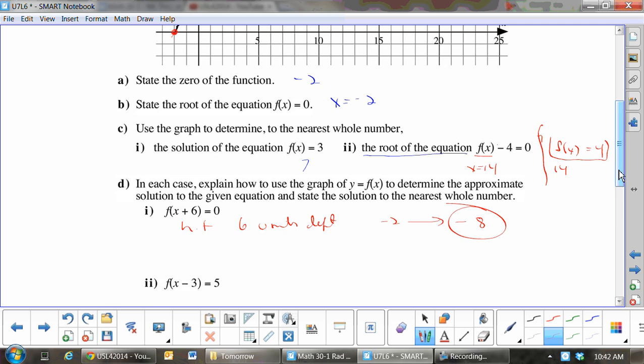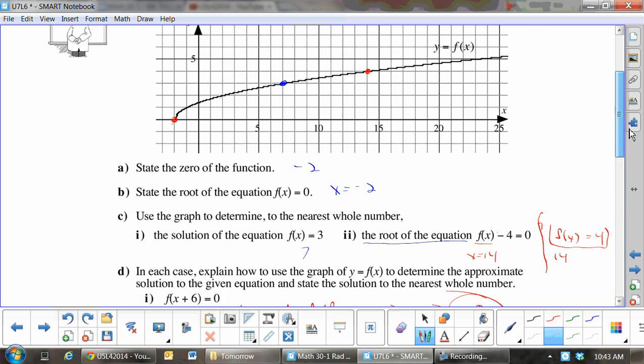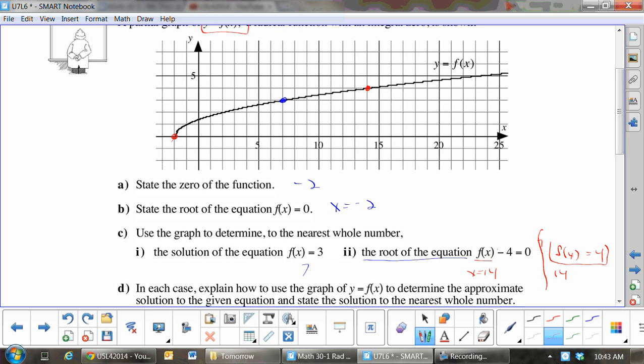Okay? Now, this is a good one, right? When does f of x minus 3 equal 5? Okay, now that messes with you a bit, right? So what I would ask is, when does f of x equal 5? So when does f of x equal 5? 23? Yep.